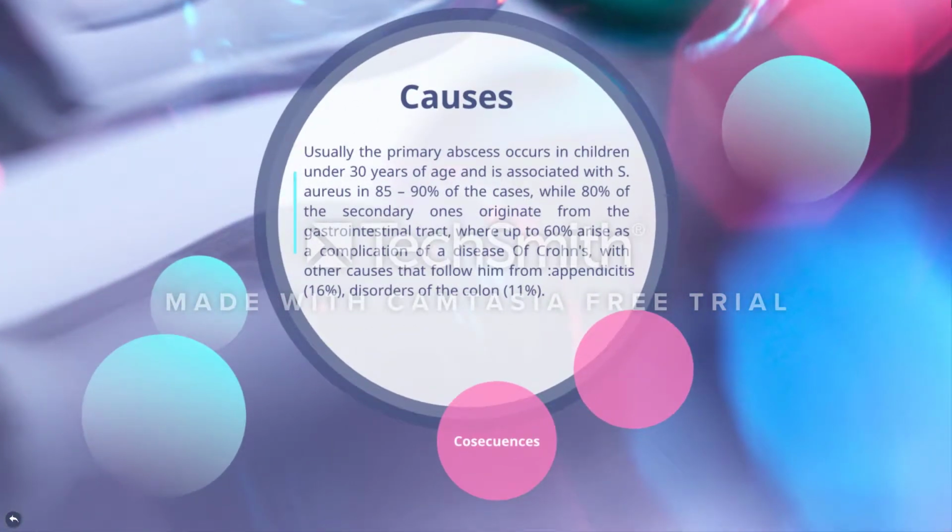Causes: Usually the primary abscess occurs in children under 30 years of age and is associated with S. aureus in 85 to 90% of the cases, while 80% of the secondary ones originate from the gastrointestinal tract, where up to 60% arise as a complication of Crohn's disease, with other causes that follow coming from appendicitis 17%, disorder of the colon 11%.